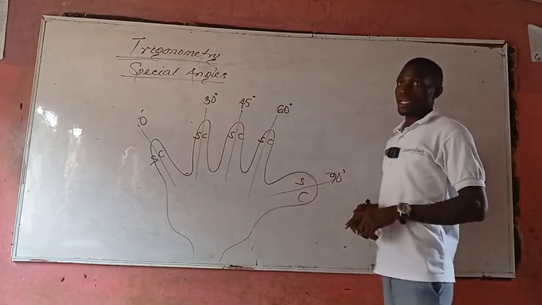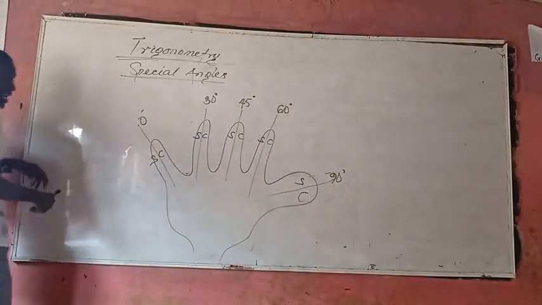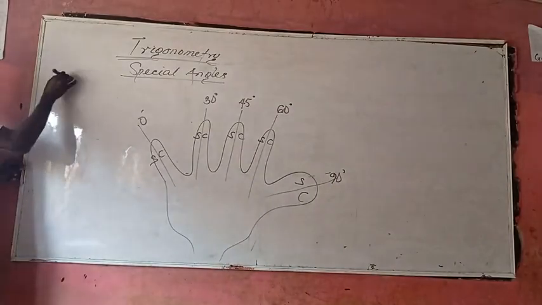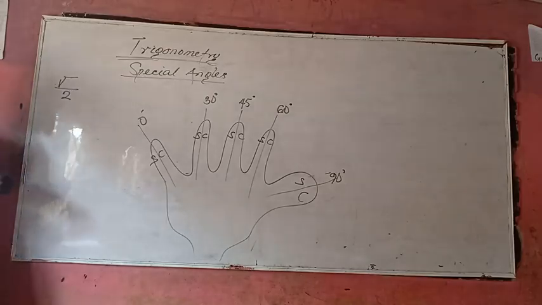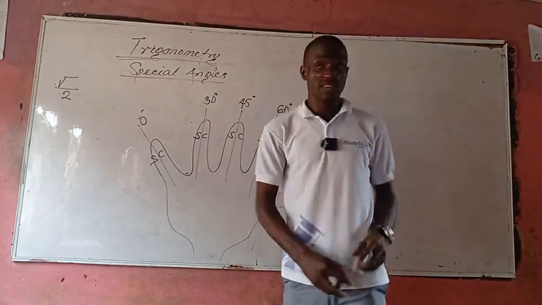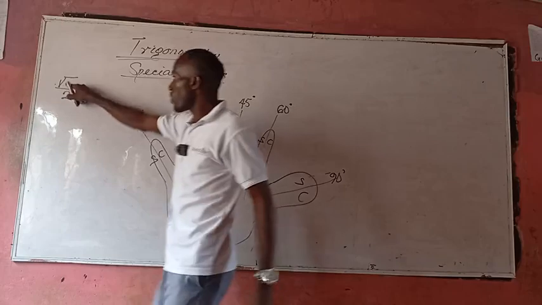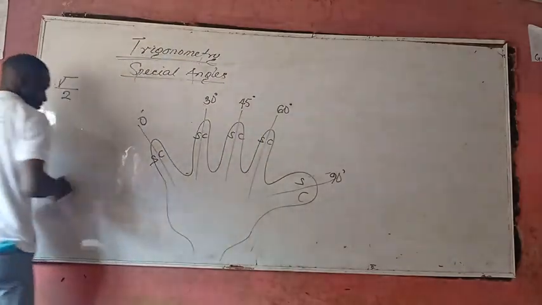Is it clear? Now, this is what you want to do. The answer to any question I ask you is going to be the root of a number over 2. For every question I ask you, it will be the root of the number of fingers over 2 each time. So let's start with 0, for example.